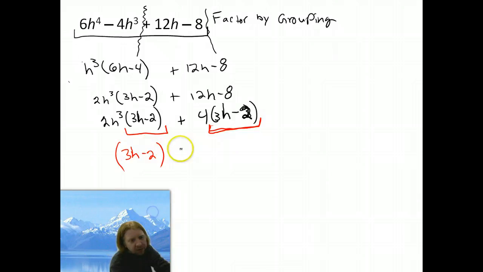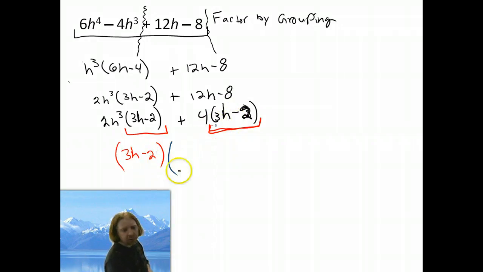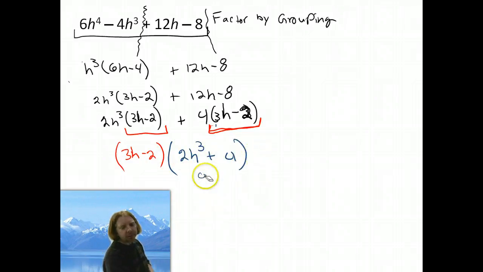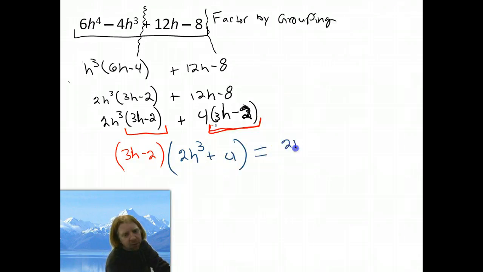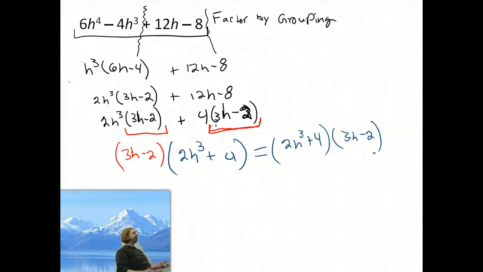And my other factor then is going to be, not plus. What's my other factor? Yep, 2h to the third and 4. You could actually technically add them in either order and it still works. There it is. So 2h to the third plus 4. Now, technically speaking, this is the same thing as 2h to the third plus 4 times 3h minus 2. Technically, those are the same.